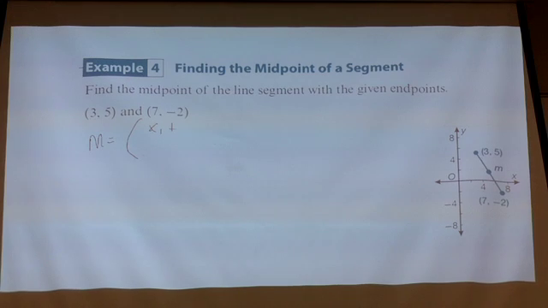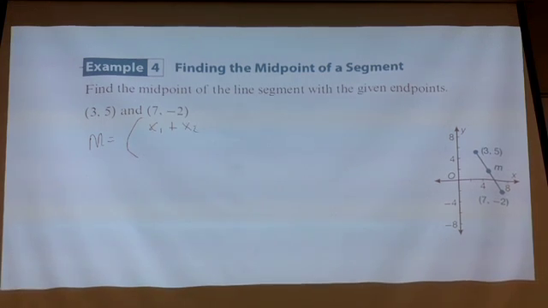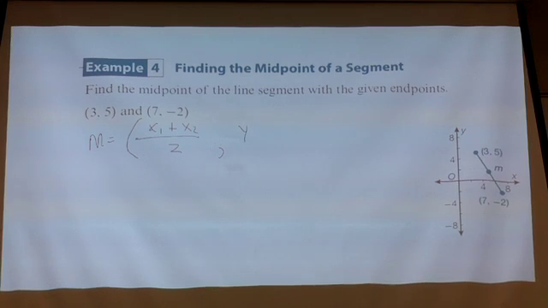So we want to take x1 and x2. And when I say x1 and x2, what I mean is x subscript 1 and x subscript 2. Okay, so we've got y subscript 1, y subscript 2. And we're going to divide that by 2. We're just taking the average of the x's and the average of the y's. So I'm going to use this 3 as my x1. And I'm going to use this 7 as my x2.